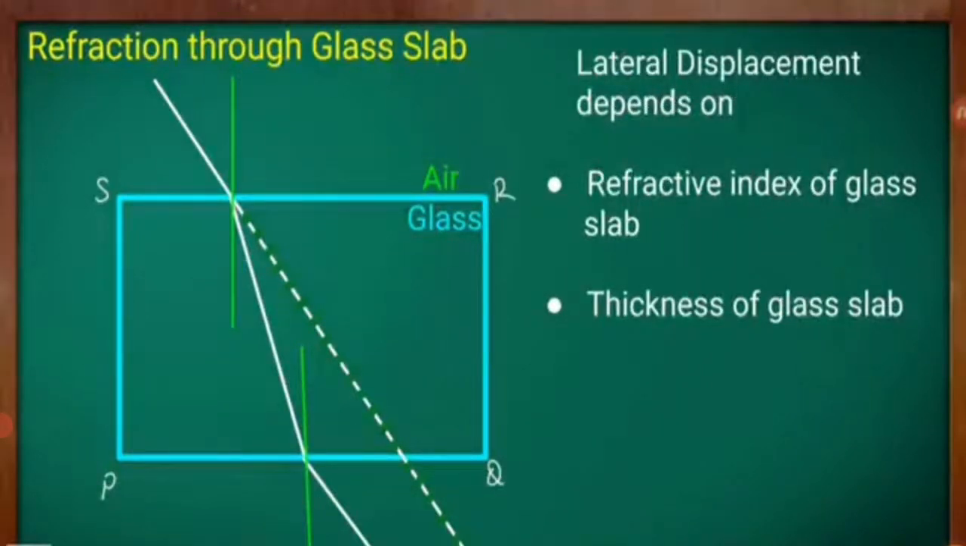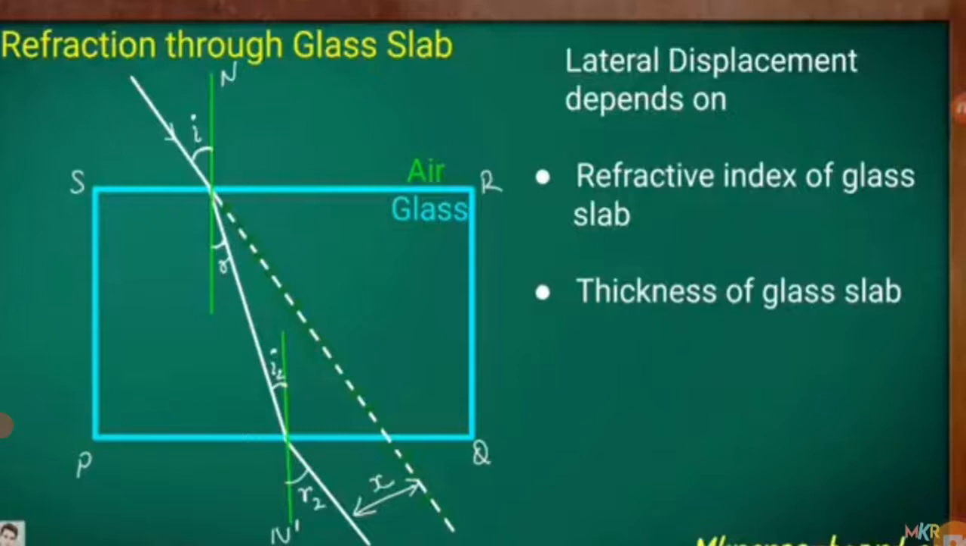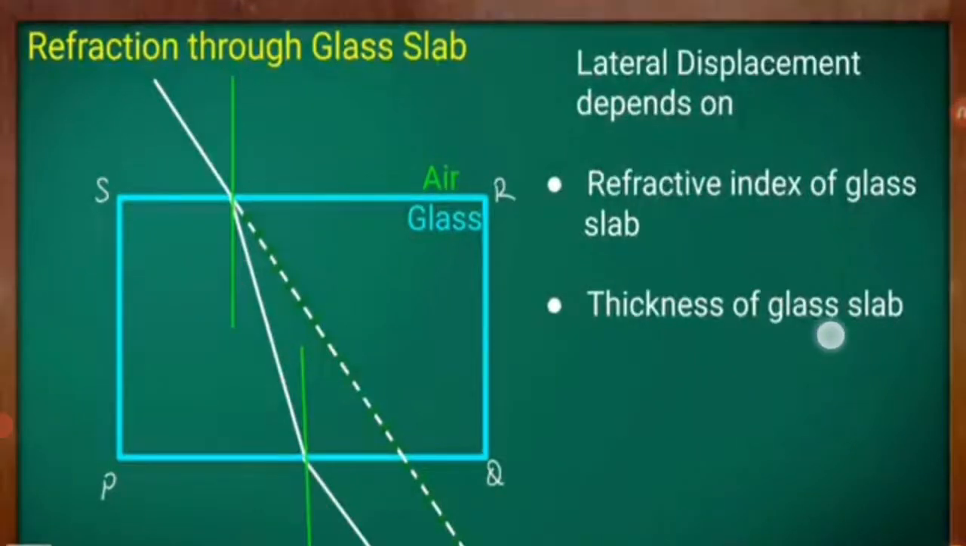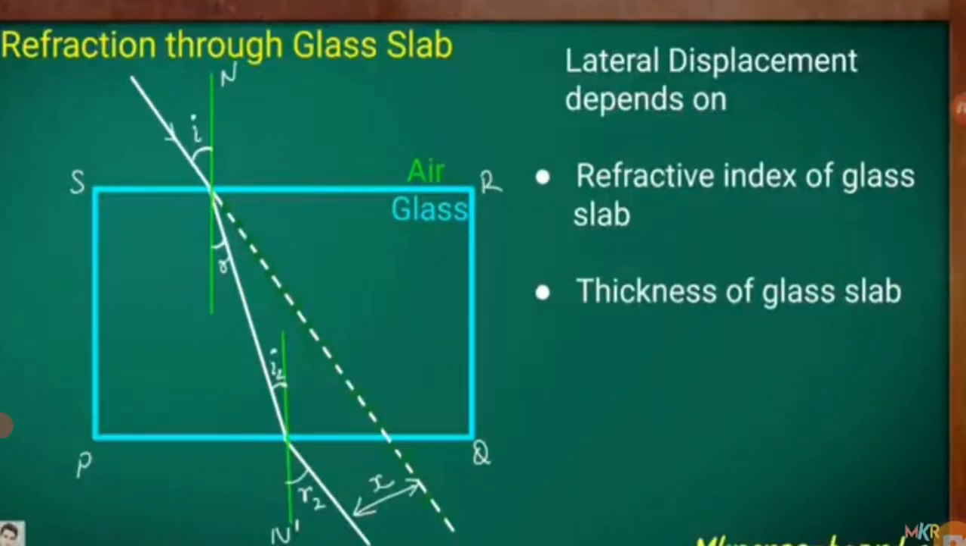This lateral displacement depends on the refractive index of the glass slab. The glass slab can be made of different types of glasses like Pyrex glass, crown glass, etc. So, depending on the refractive index, the lateral displacement changes. The second point is the thickness of the glass slab. As the thickness of the PQRS increases, the lateral displacement also increases. If the thickness of the glass slab decreases, then the lateral displacement also decreases.